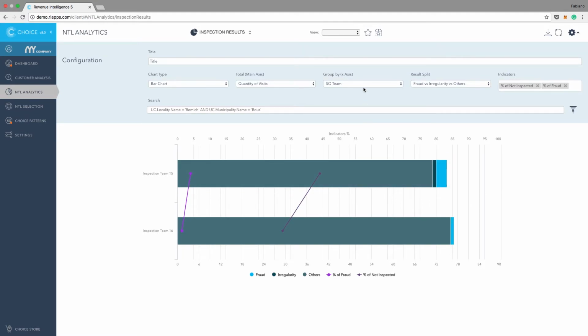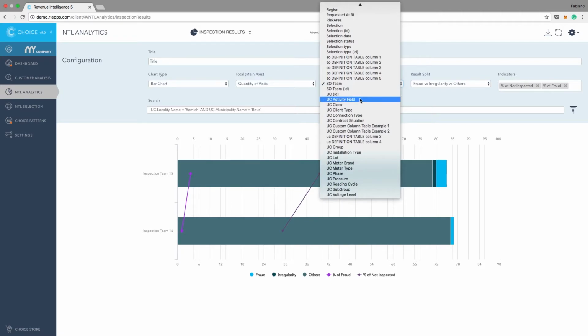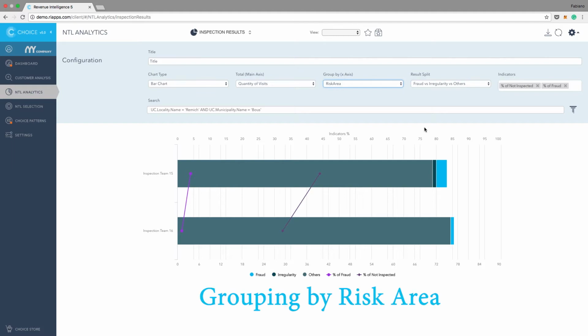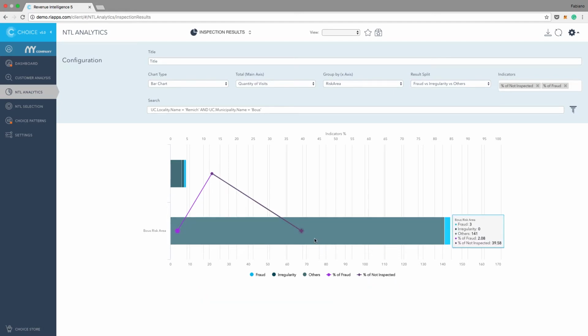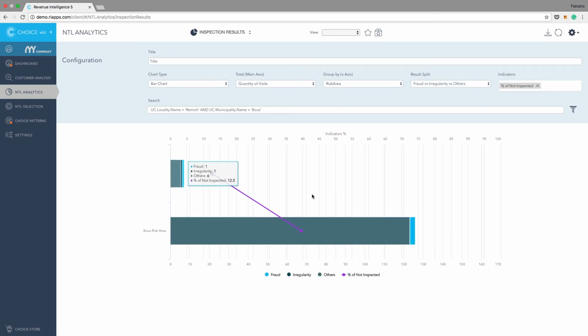Let's check this indicator with another group by. Let's group by risk area and check if there is something with the risk area in Boos. Let's update our chart. Oh, here we found a big difference. There is a risk area in Boos, and in this risk area we got more than 105 and 44 inspections, with a non-inspected rate of almost 40%. It's a huge non-inspected rate. Where there is no risk area, in Boos we got just 12%, a normal non-inspected rate. So the problem is that there is a risk area in Boos generating these huge amounts of non-inspected.